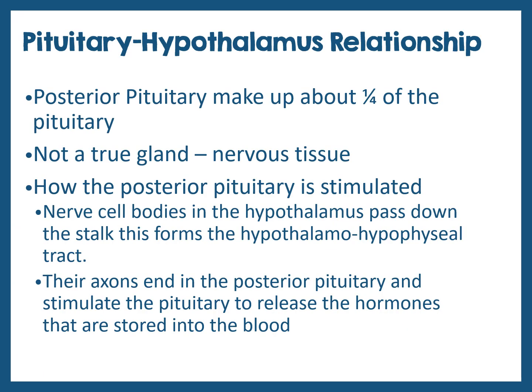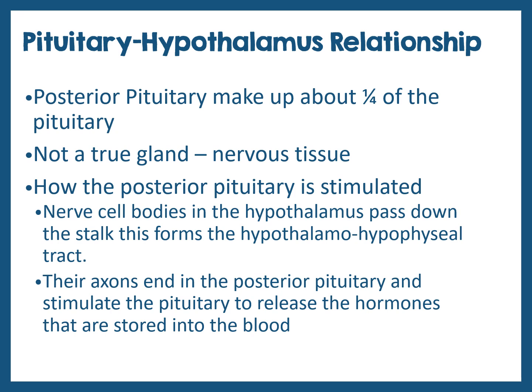The posterior pituitary makes up about 1/4 of the pituitary gland, but it's not a true gland because it's actually made up of nervous tissue. So there are nerve bodies that are located within the hypothalamus, and the axons from the nerve bodies will pass down through the stalk and into the posterior pituitary.